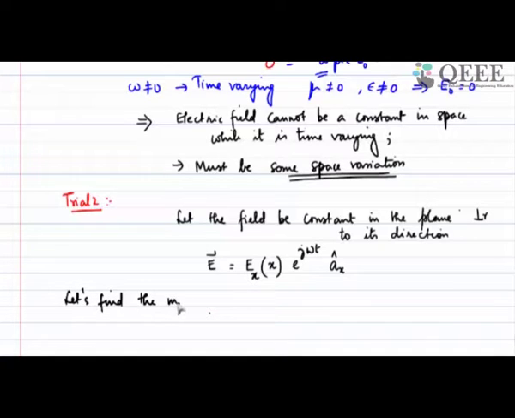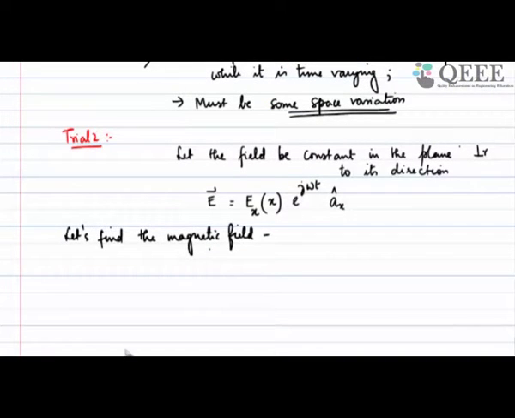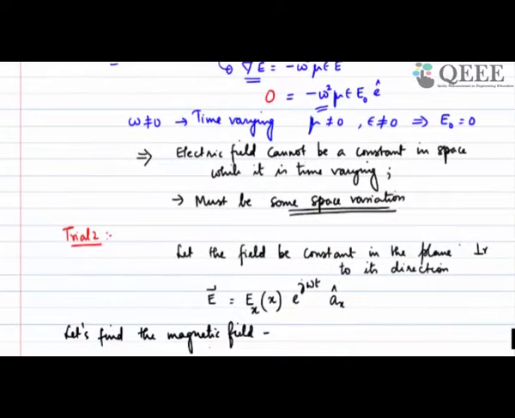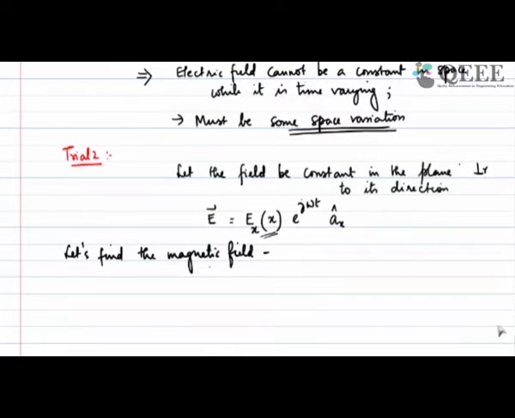So to find an answer to that, let's find the magnetic field. There is no violation in this del square E. So if I substitute in the wave equation, there might not be any violation because there is a variation in space and I have a variation in time. So let's try and figure out the magnetic field.